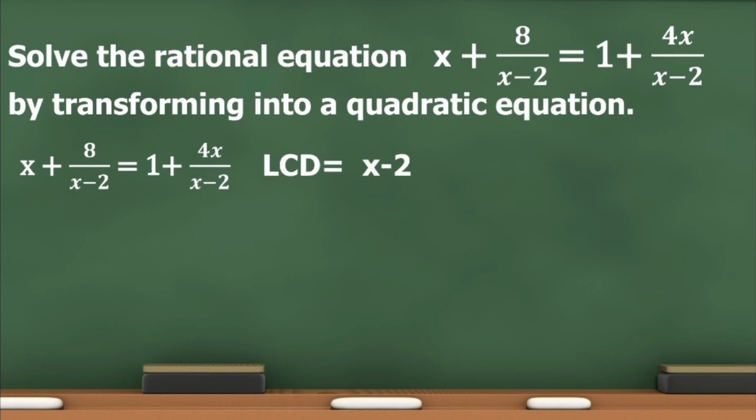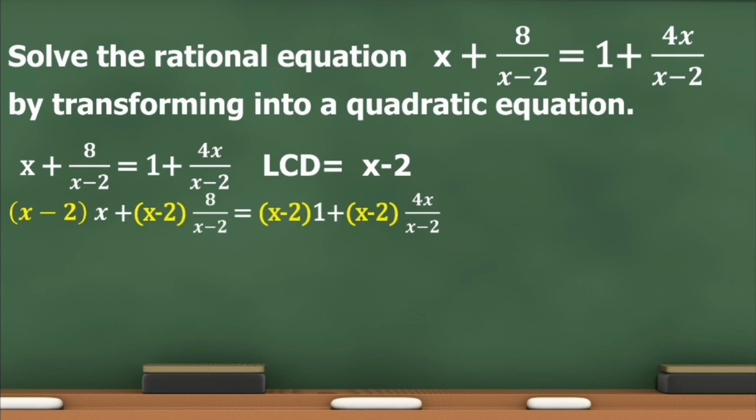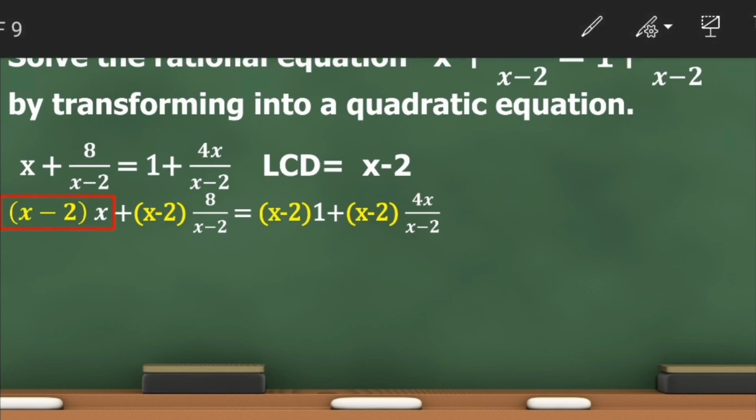Pagkatapos, multiply lang natin uli class yung all terms by x minus 2. So, x minus 2 times x plus x minus 2 times 8 divided by x minus 2 is equal to x minus 2 times 1 plus x minus 2 times 4x divided by x minus 2. Okay, so x minus 2 times x is equal to x squared minus 2x.